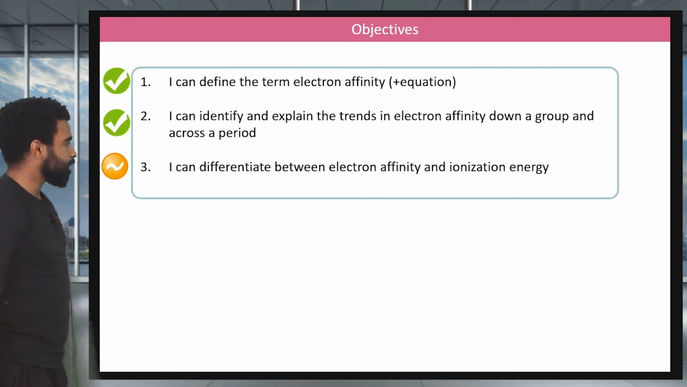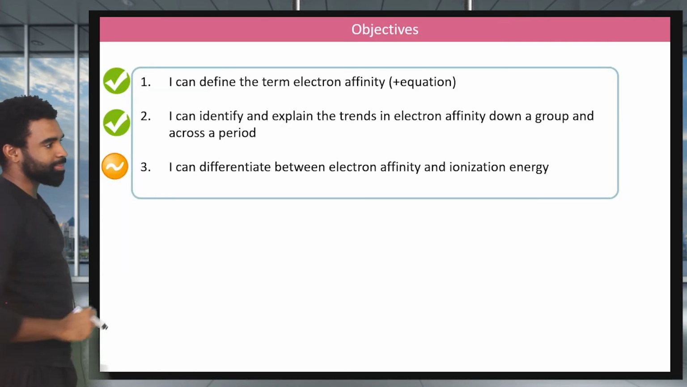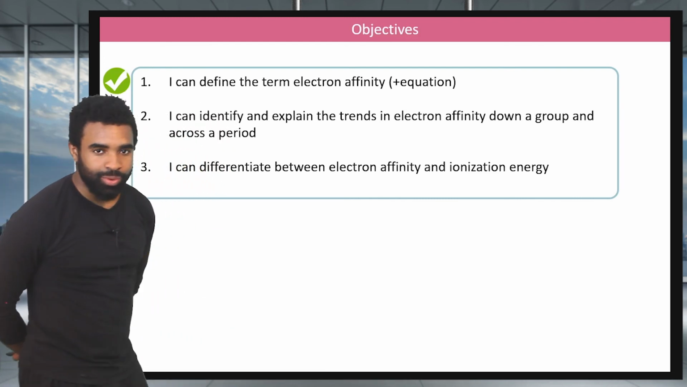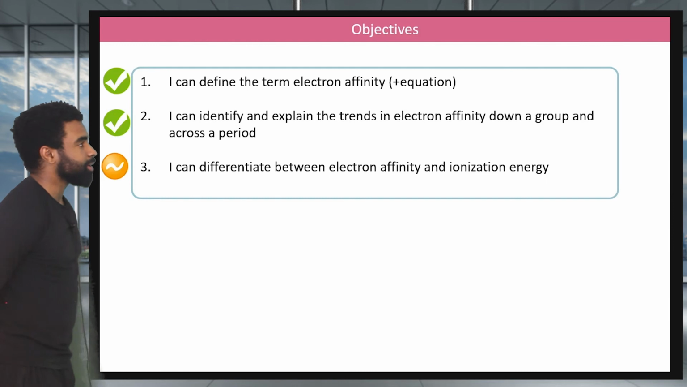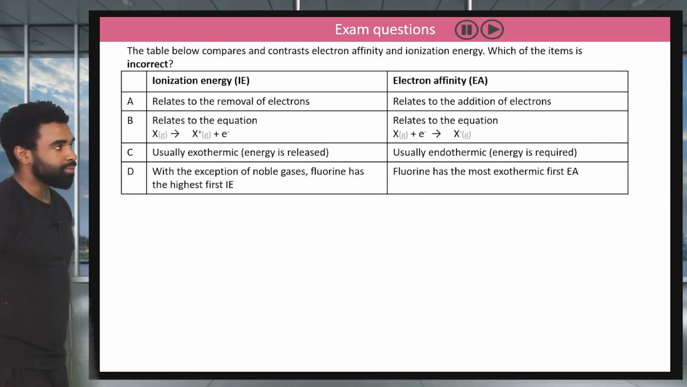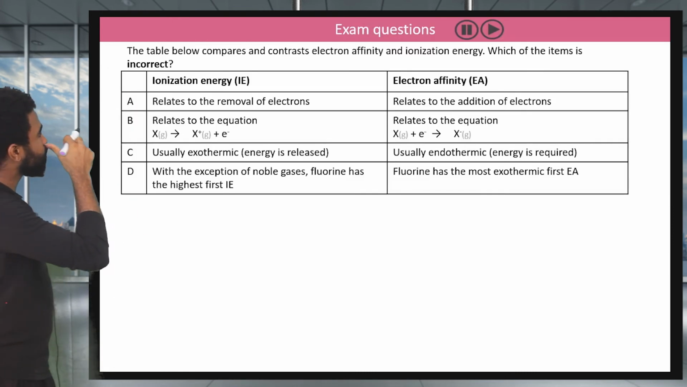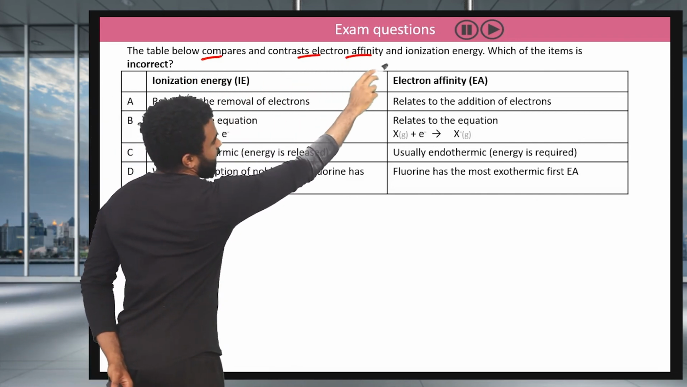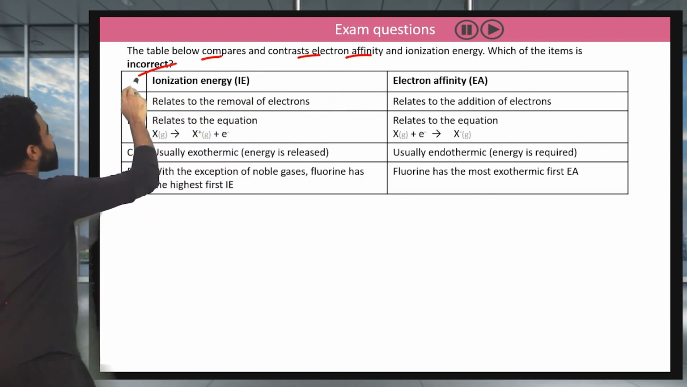Okay, I think now we're at orange light with this. We can differentiate between electron affinity and ionization energy. Let's try a couple of questions and then we will wrap up this fairly long video. Here is the first question for you. The table below compares and contrasts EA and IE. Which of the items is what?